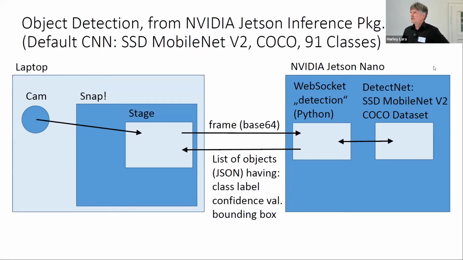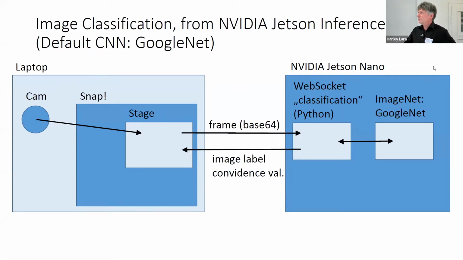So in object detection, on the left side, what do you get back? Sorry, I forgot the most important part, which is the return path. Pass the arrow from NVIDIA Jetson back to Snap, and you get an image label.